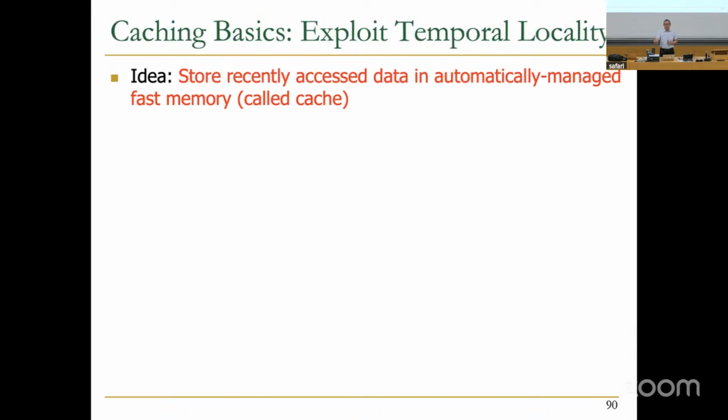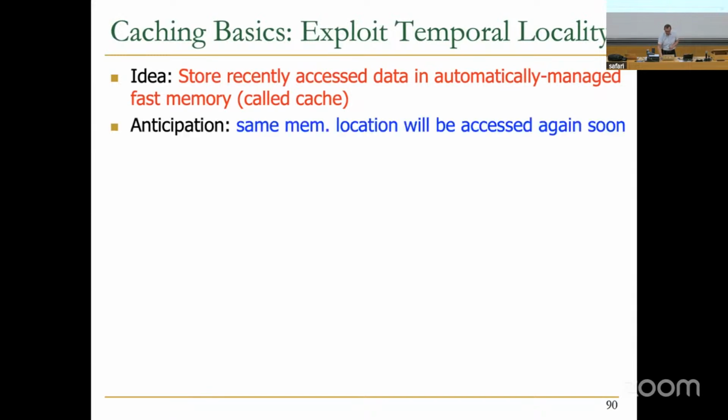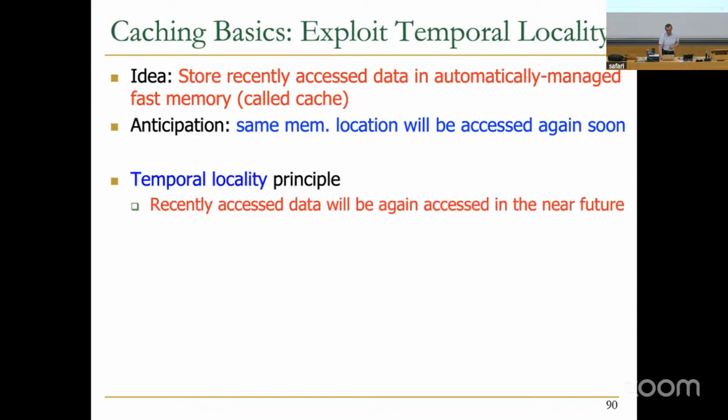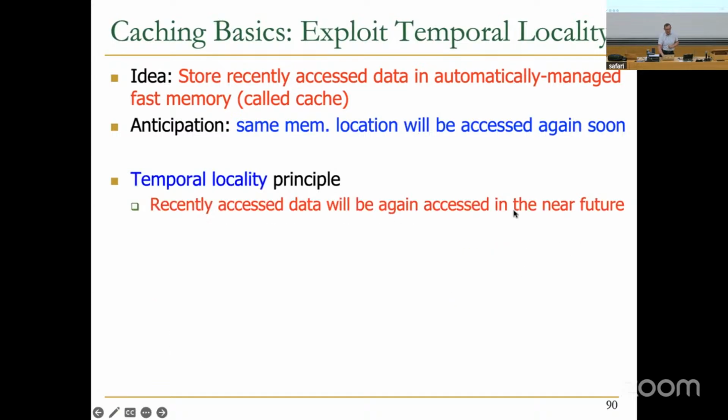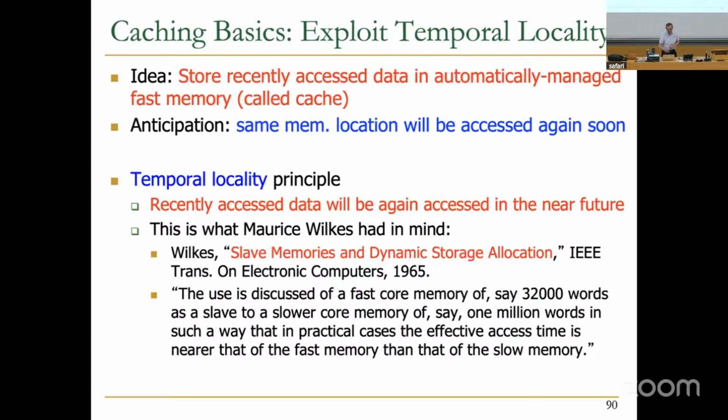If the processor requests a data element with a load instruction, it puts it in a fast memory, anticipating that you're going to access it again. That's the anticipation basically. The same memory location will be accessed again soon. So basically, the temporal locality principle says recently accessed data will be accessed again in the near future. And this is very strong in general. Of course, if you're not reusing any data, then you're not going to get this temporal locality. But that's not true in general.